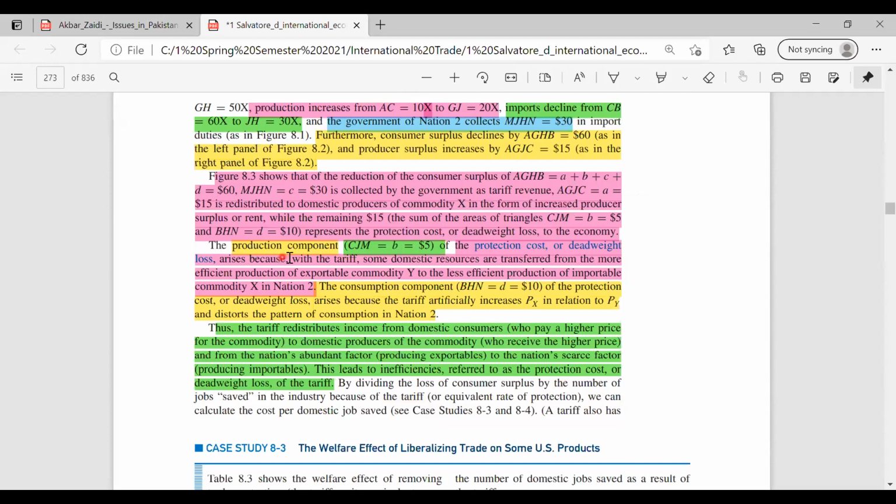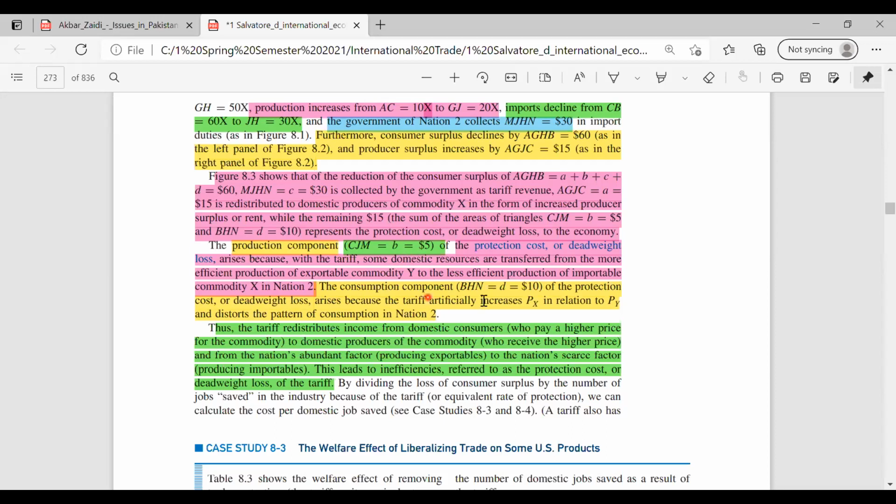The production component, which is equal to CJM, which is equal to B, which is $5 in this example, is the protection cost or the deadweight loss which arises because with the tariff, some domestic resources are transferred from the most efficient production of the commodity Y to the less efficient production of the importable commodity, which is X. Domestic producers were earlier producing Y with these resources, but when the tax was imposed on X and its domestic price increased, some resources which were more efficient in the production of Y were taken from there and put into the production of X. So due to the decrease in efficiency, this deadweight loss arises.